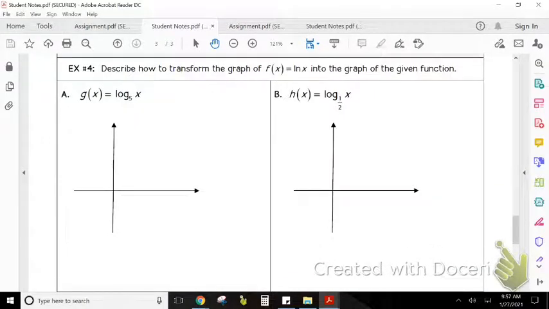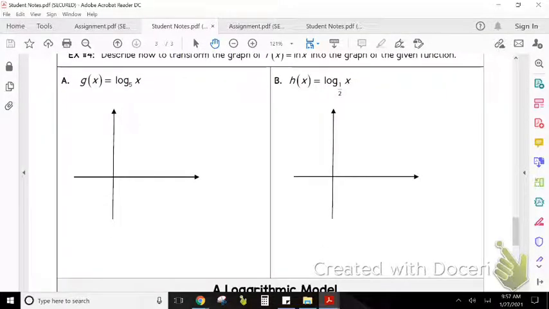All right, so example 4 says describe how to transform the graph of f of x equals the natural log of x into the graph of the given function. So the natural log of x is going to be our parent function. So notice on A, though, it's not in natural log, so I'm going to have to change it to that. So we have log base 5 of x. Well, to change that to natural log, we know that's natural log of x over the natural log of 5.